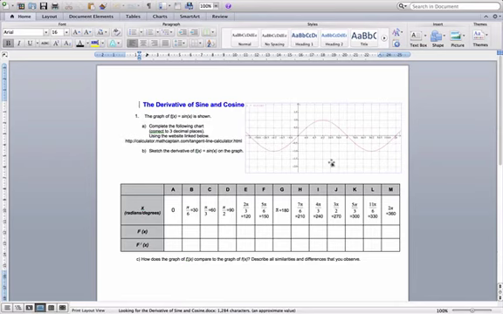This should look familiar. Max of 1, minimum of -1, period of 360. And there's a table of values down here, and the table of values is given in both radians and degrees, just to remind you that the graph looks the same, and it's just how we label our x or theta axis. So now we're going to complete the chart.